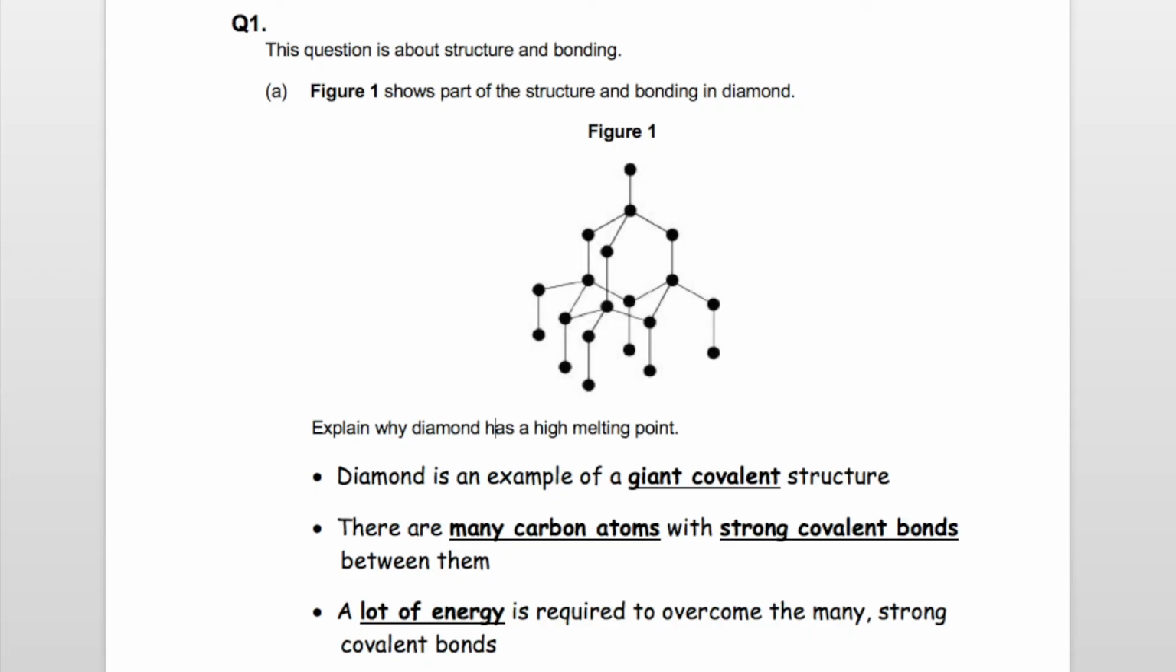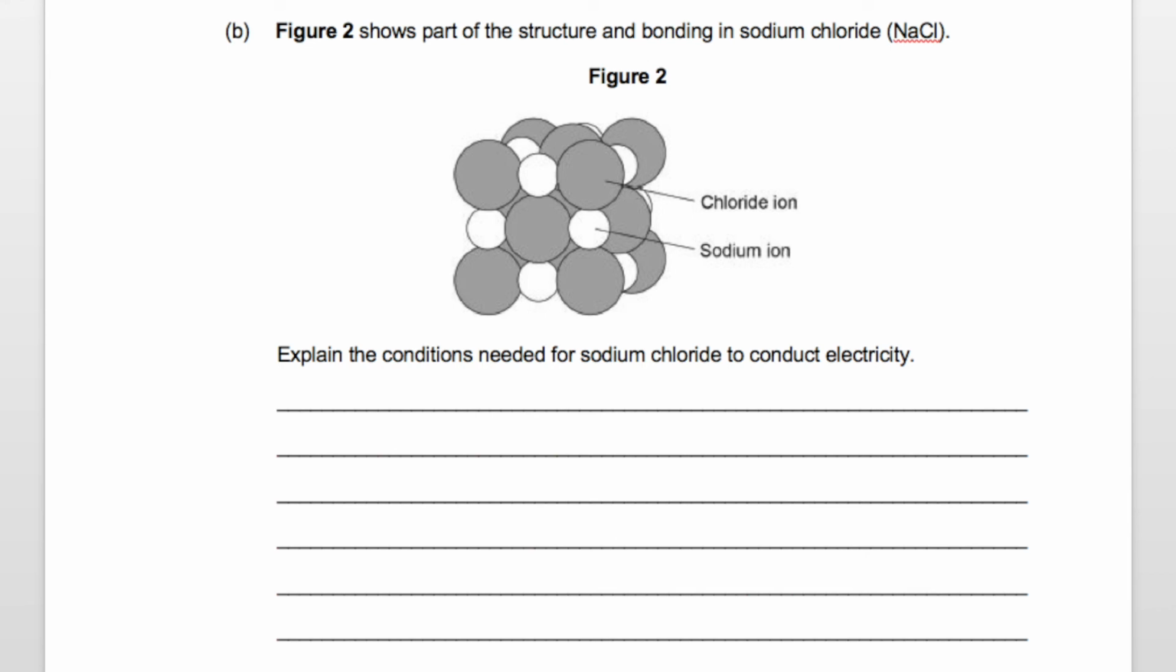Here is an example answer to this question. I've underlined the parts that I think are most important to answering the question. Diamond is an example of a giant covalent structure. There are many carbon atoms with strong covalent bonds between them, and a lot of energy is required to overcome the many strong covalent bonds. Here is the second 3-marker.